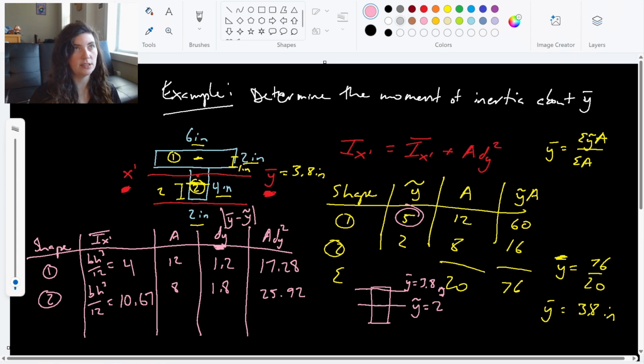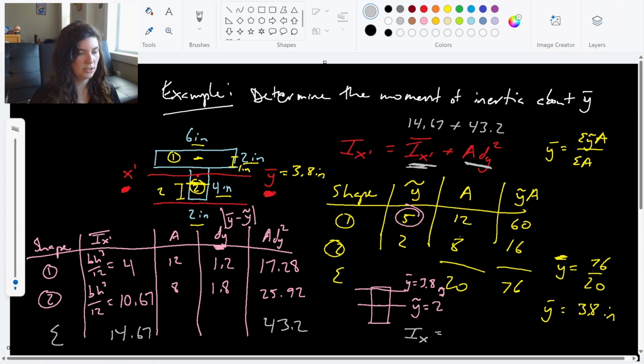And then I like to just do these as a summation, sum them down the columns, because what I'm going to need in my equation here is the summation of all of these plus the summation of all of these. So my 4 plus 10.7 is 14.67. And then my final column, if I add the 17 and the 25, I get 43.2. So when I plug these in up here, all I'm doing is plugging in 14.67 plus 43.2. And then I punch that in my calculator. That gives me the moment of inertia is 57.9 inches to the fourth.